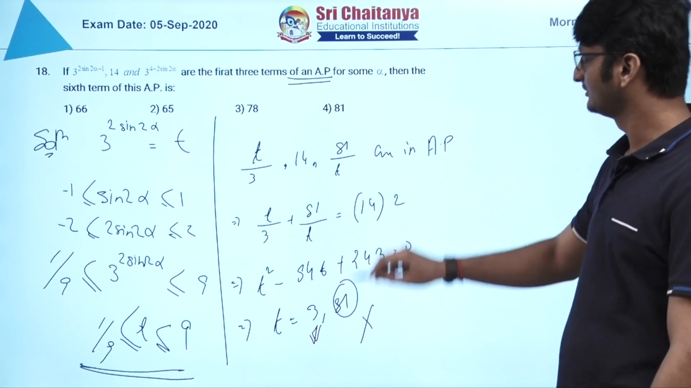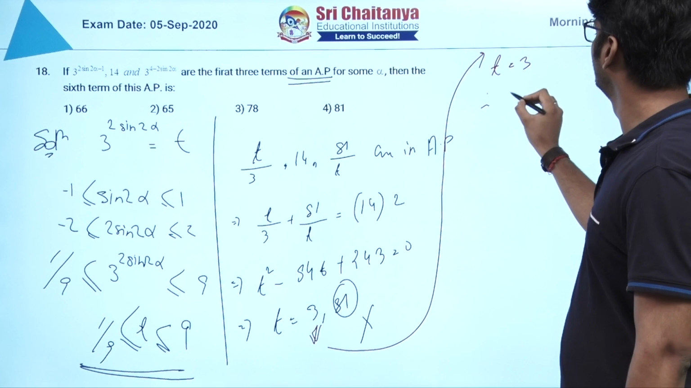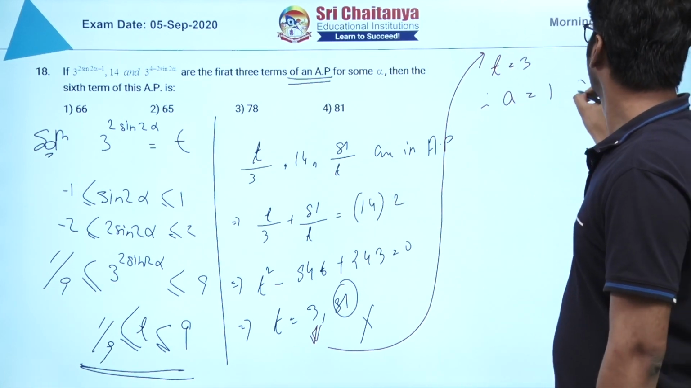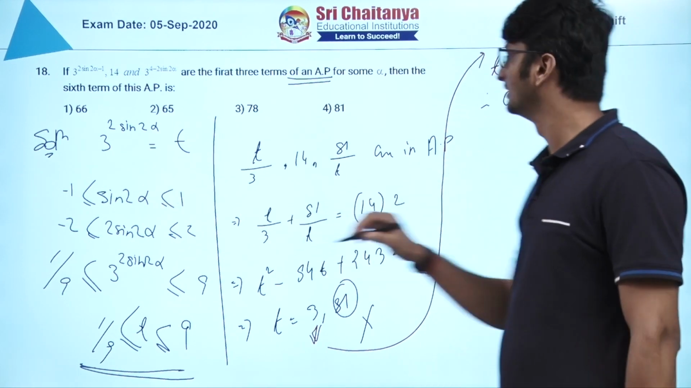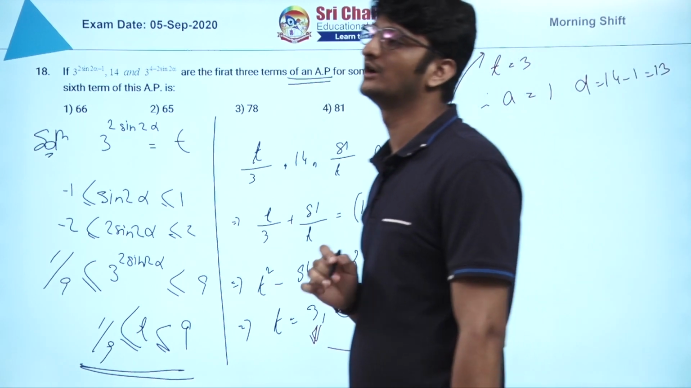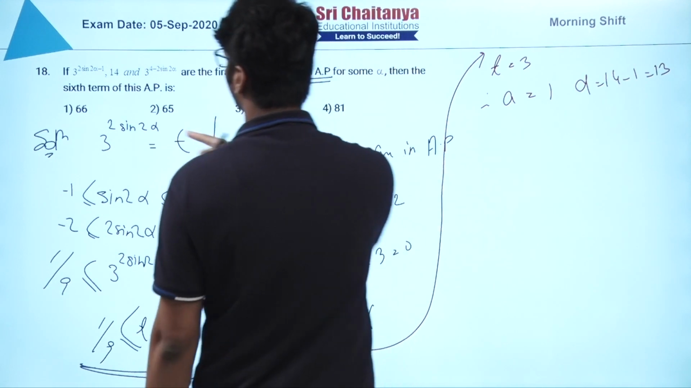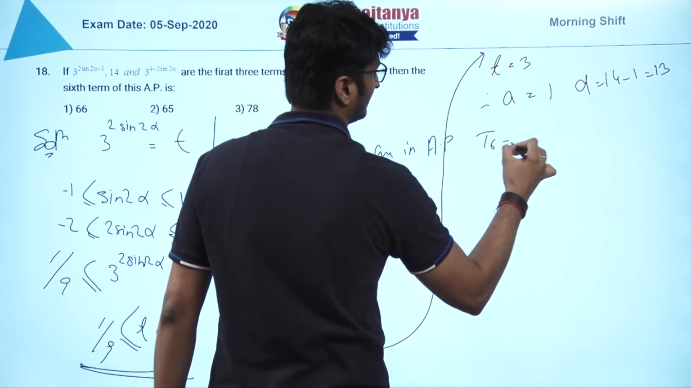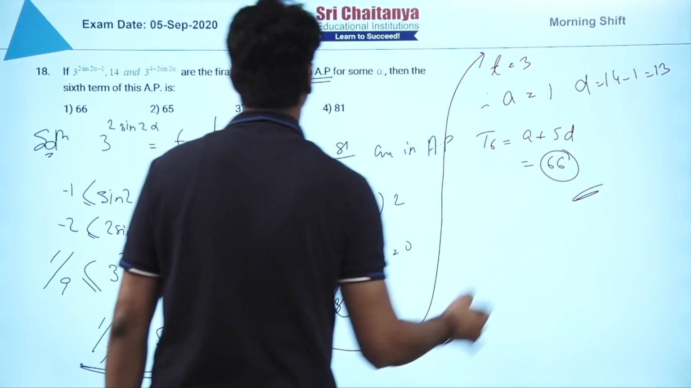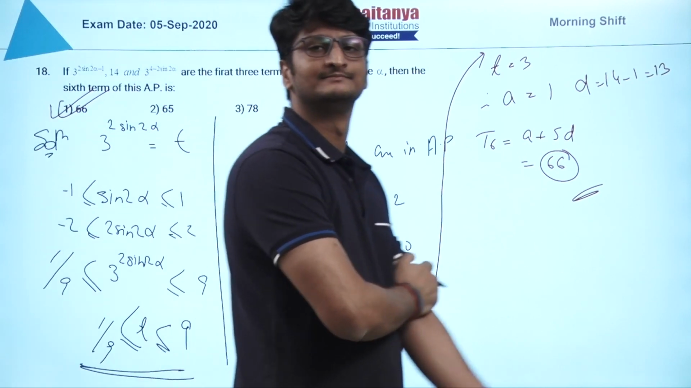So, okay fine, let us check it out here. So, t is equal to 3. Therefore, A will become what of this AP? A is 1 and similarly D will be what? 14 minus 1, it is 13. So, if you have got A and D, you can find all the terms of the AP. They are asking for the 6th term, A plus 5D, which will be 1 plus 65, 66. So, option number 1 has become the correct choice to take, correct.